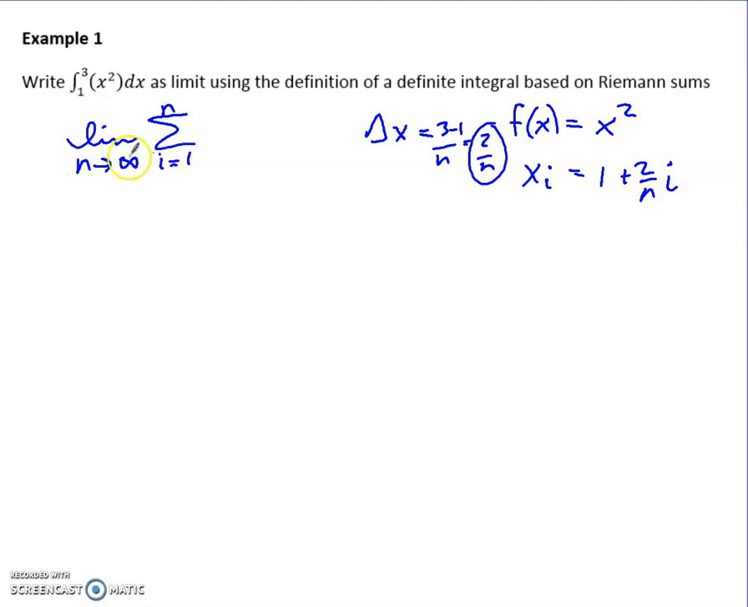So let's put it all together. So we need to plug this value into our function. So wherever you see an x, you're going to replace it with the x sub i. So instead of x squared, I'm now going to have 1 plus 2 over n times i, all squared. And then, of course, times my delta x, which is like your dx, and your change in x, as you know, is 2 over n.